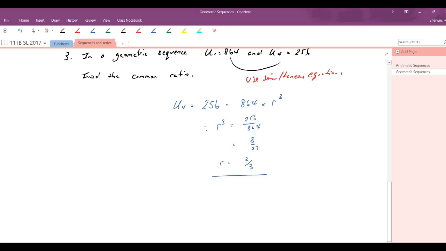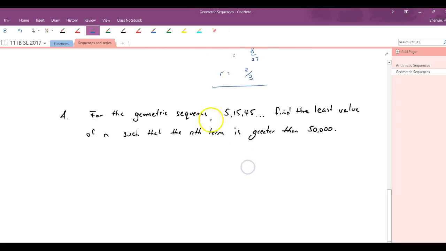We'll have a look at one more example. Right, let's have a look at this one. For the geometric sequence 5, 15, 45, we can see, can't we, that our r is equal to 3 and our u1 is equal to 5. Find the least value of n such that the nth term is greater than 50,000. Right, what are we going to do here? Well, we don't know what n is, so we're just going to write un equals u1, 5, times r, which is 3, to the n minus 1. I need to find this out such that that is greater than 50,000.